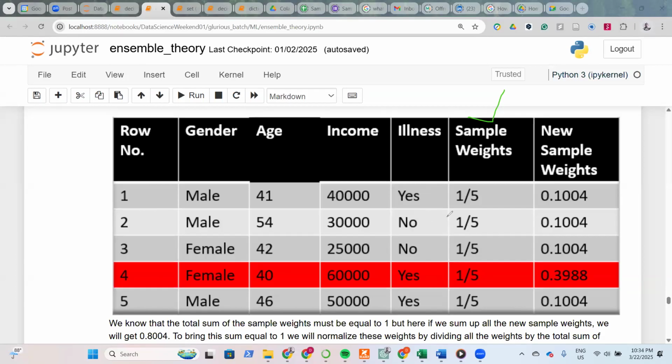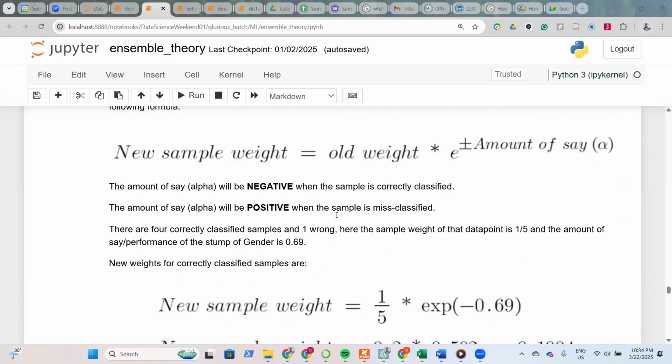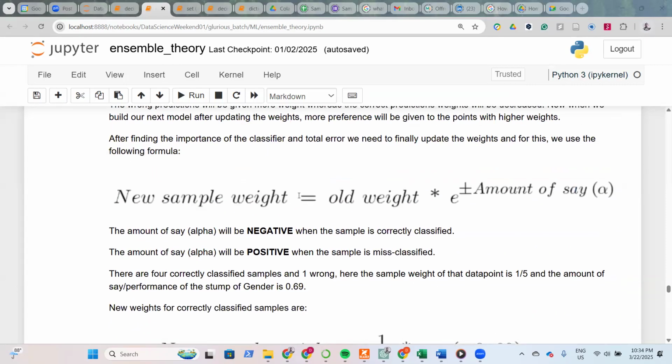So how do you assign a new weight? Okay, let's go up and see the formula for assigning new weight. This is the formula for new sample weight. It says old weight times e raised to the power plus or minus amount of say. Amount of say is referred to as what? Alpha.